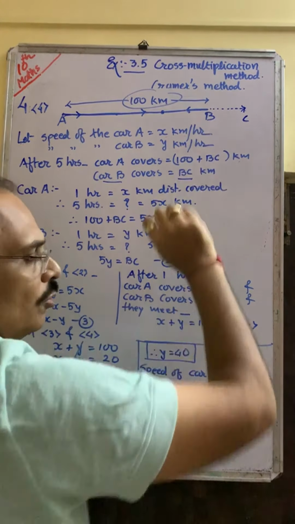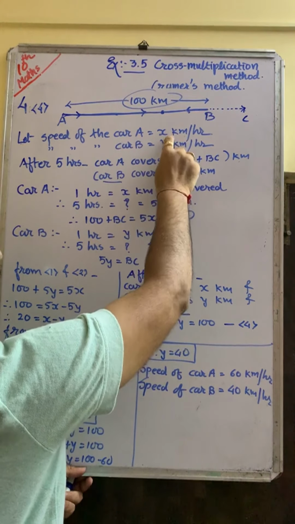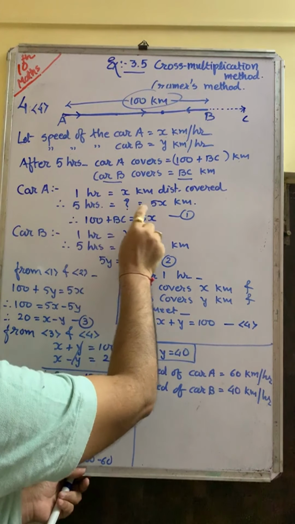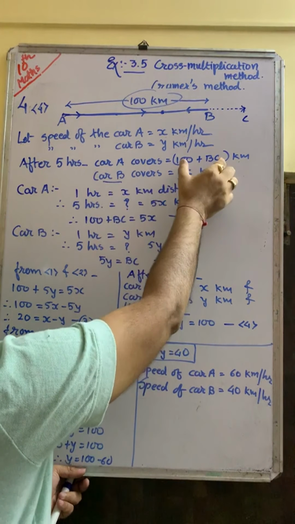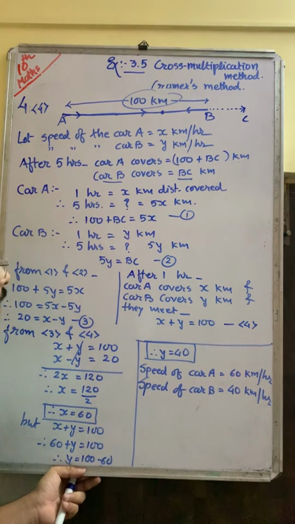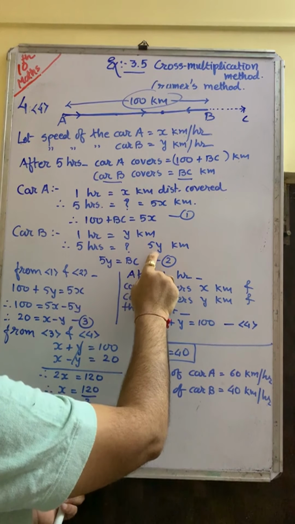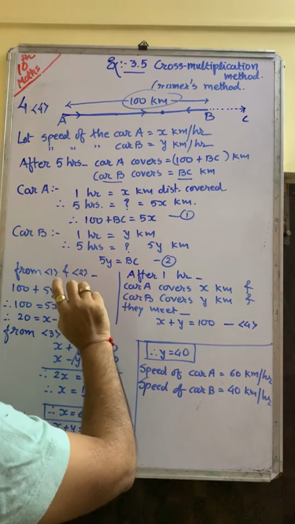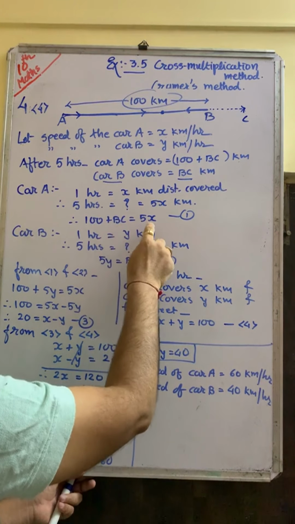Okay. Now according to the speed, find out the distance. Car A's speed is x km per hour, means in 1 hour it covers x kilometers. Therefore in 5 hours, 5x. So after 5 hours, car A covers 100 plus BC, that is equal to 5x. In the same manner, car B in 1 hour covers y kilometers, therefore in 5 hours it covers 5y kilometers. So 5y equals BC. Place the value of BC, that is 5y, in equation number 1, and you will get 100 plus 5y equals 5x.